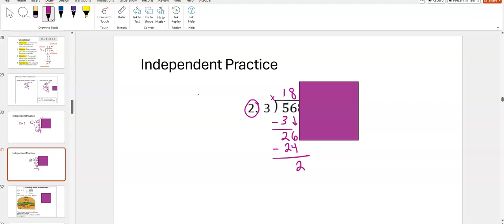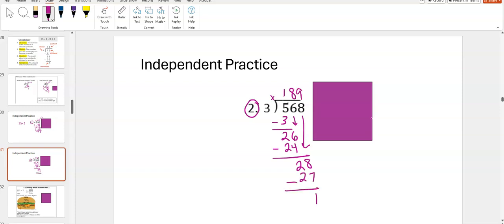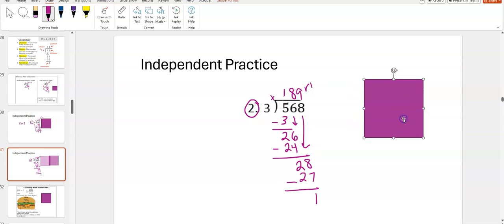That's another 2. And then we're going to move over one more time. Okay, 3 times 9 is 27. And I get 1 remaining. So my answer is 189 with a remainder of 1.